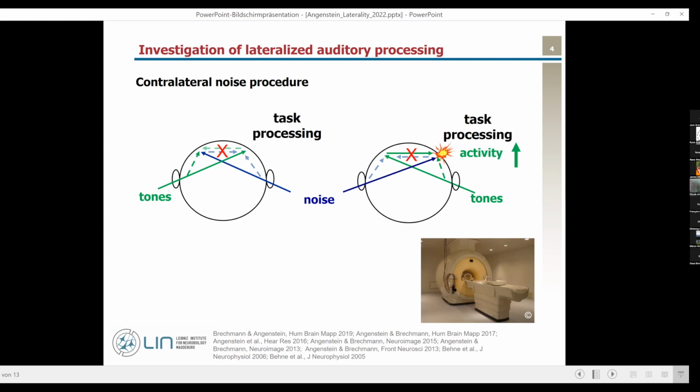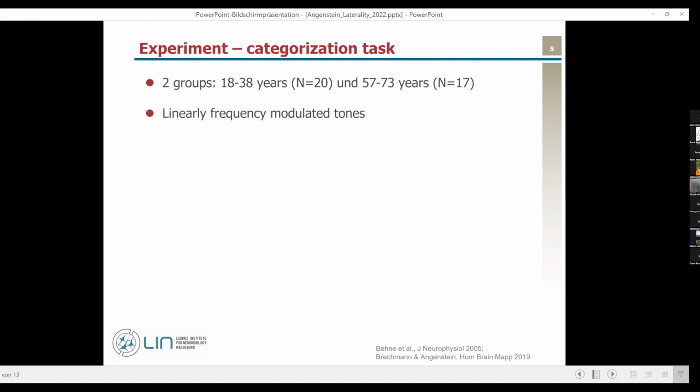We can also use this procedure to look at what happens if there is a disturbance of this hemispheric interaction in any way. So in the right example, we would expect that the activity increase is even larger because there's a lack of this transfer of information from the other hemisphere. So what we do during this procedure is we compare the conditions without noise with the conditions with noise, and we look where, during the presentation of ipsilateral task-relevant stimuli, the activity increases. And from this activity increase, we infer the main location of the task processing at hand.